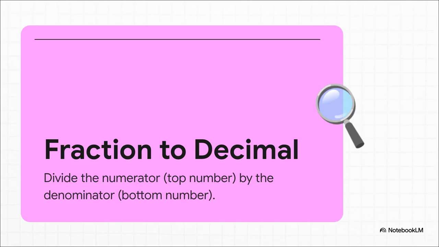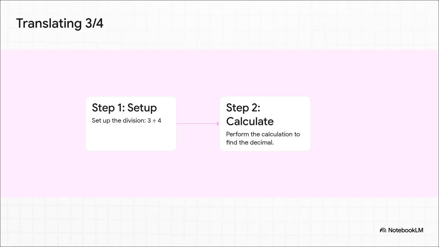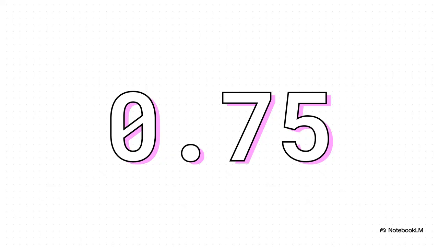So to translate from fraction to decimal, you just do what it says. Divide the top number by the bottom number. Simple as that. Let's circle back to our first example, 3/4. So, following our rule, we just set it up as a division problem. 3 divided by 4. Now, whether you punch that into a calculator or work it out longhand, you get this, 0.75. And just like that, translation complete. You've officially turned the fraction 3/4 into its decimal form. See? Not so bad, right?